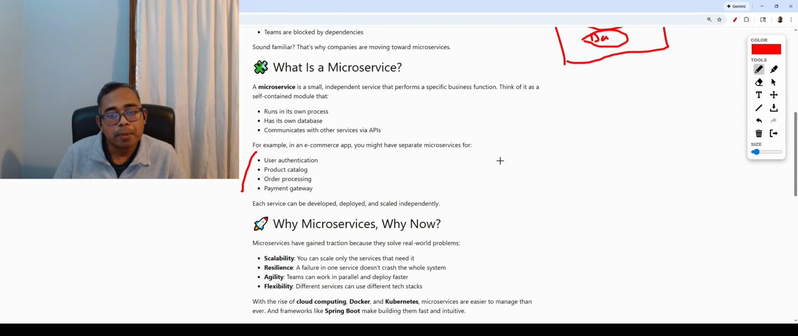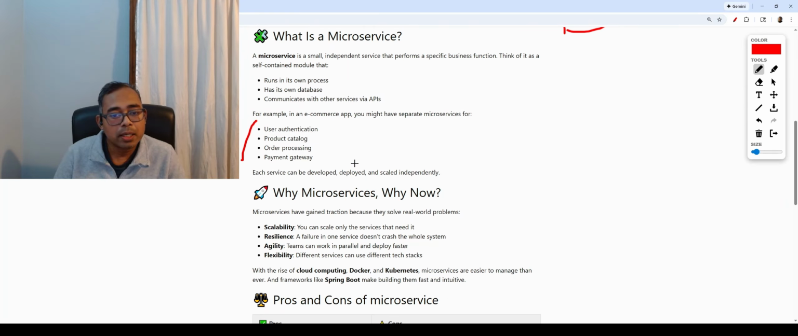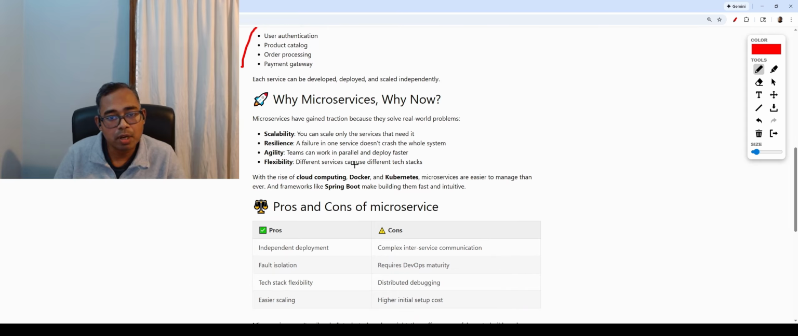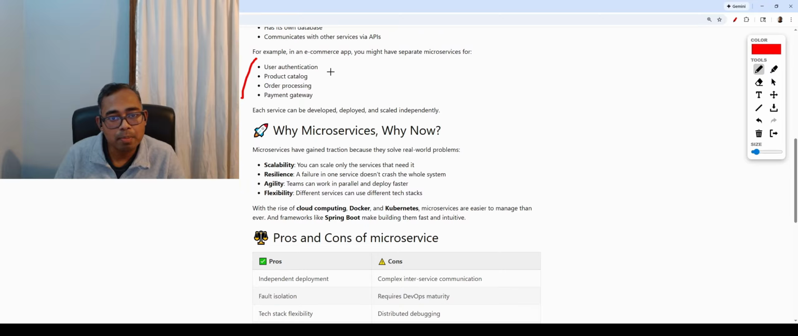Then, let's see some of the criteria on microservices. Scalability: since you break down the processes based on business purpose, you can scale them as you want based on need. Say order processing: we have so many orders in some peak hours, in some holiday time.